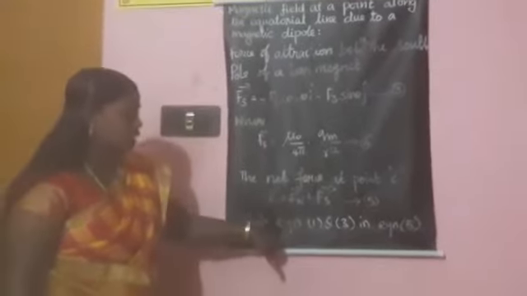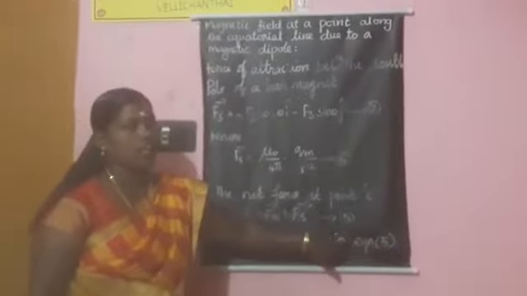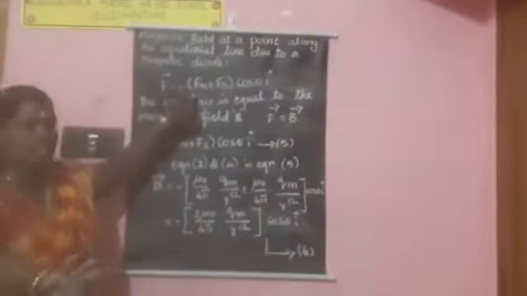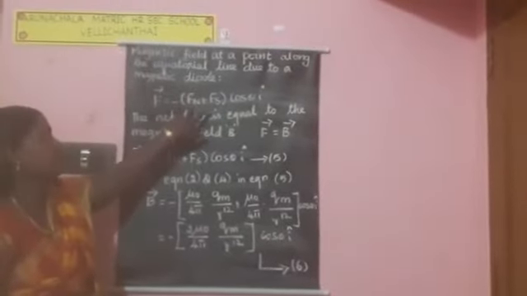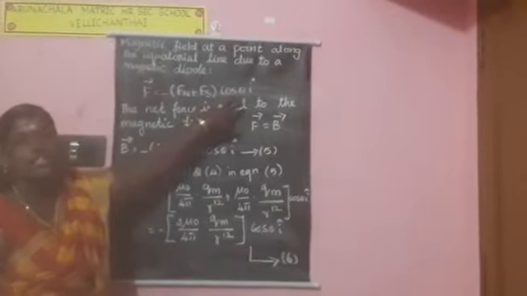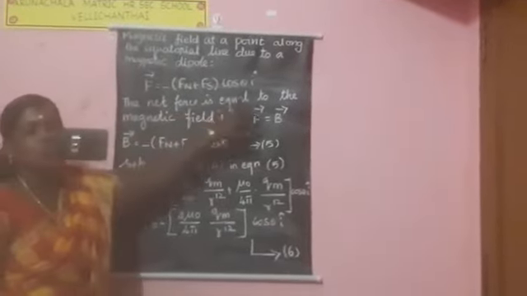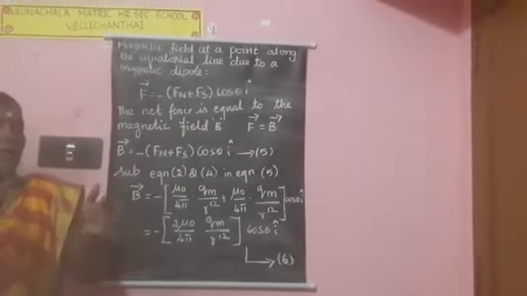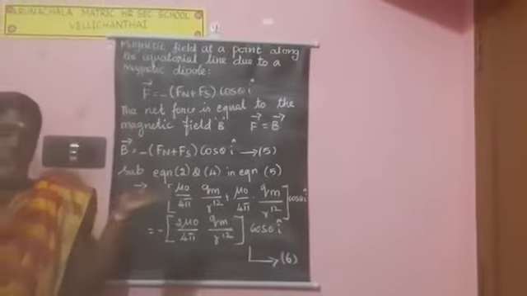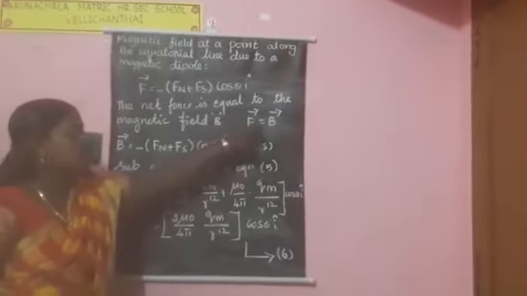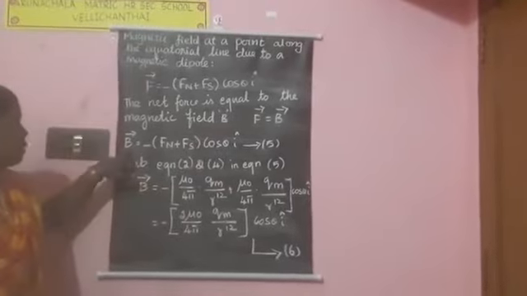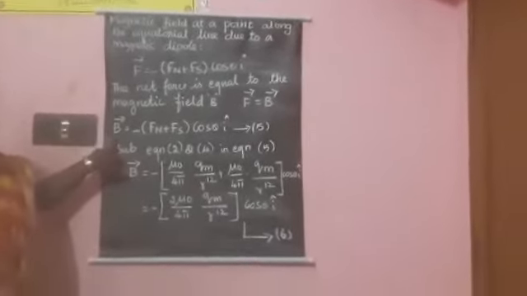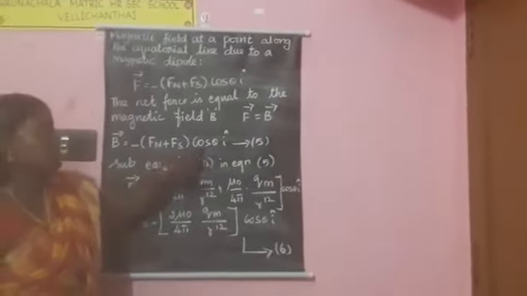Next, substituting equation numbers 1 and 3 in equation number 5, F vector equals minus, taking it common, minus Fn plus Fs into cos theta I cap. The net force is equal to the magnetic field B vector. Net force is denoted by F vector, magnetic field is denoted by B. Both are vector quantities. So F vector equals B vector, note it. So B vector equals minus Fn plus Fs cos theta I cap.